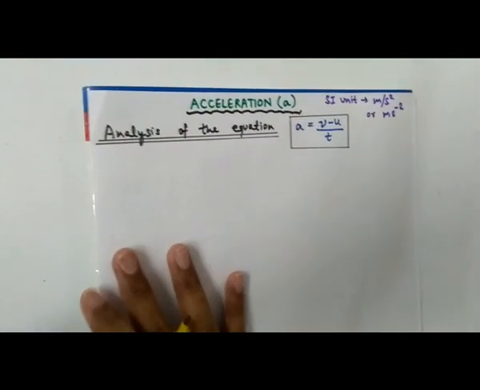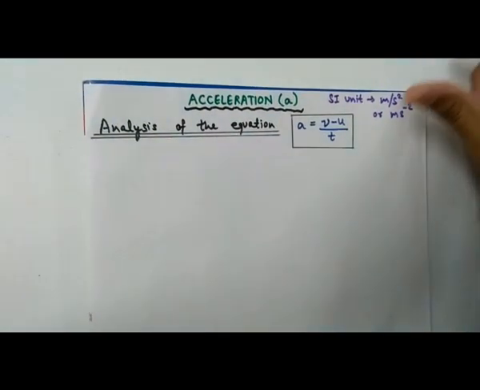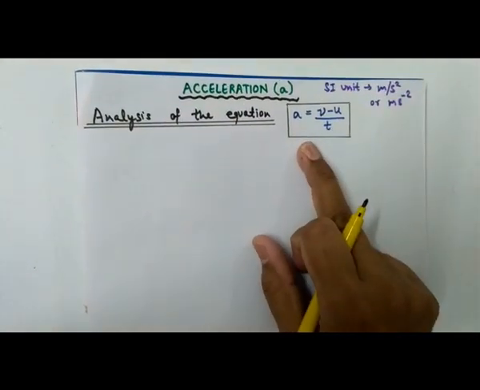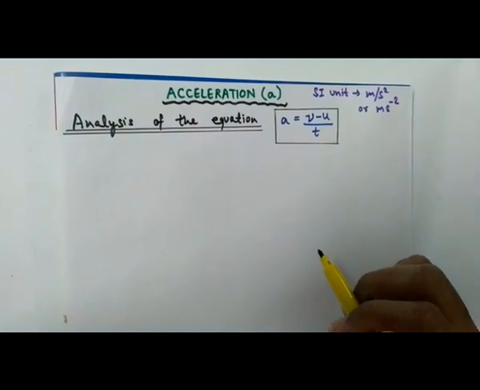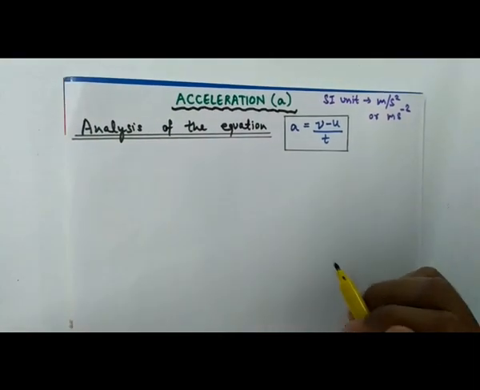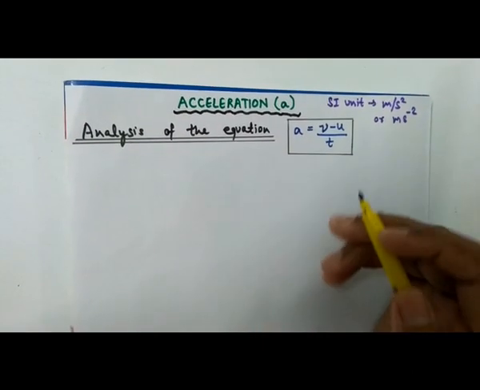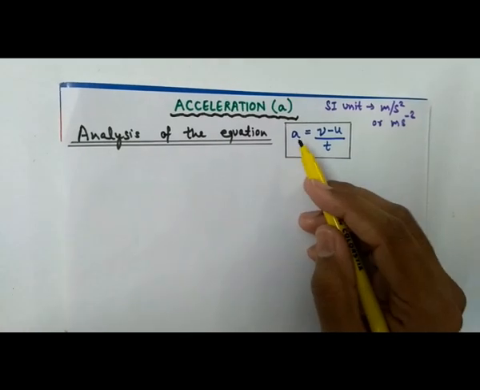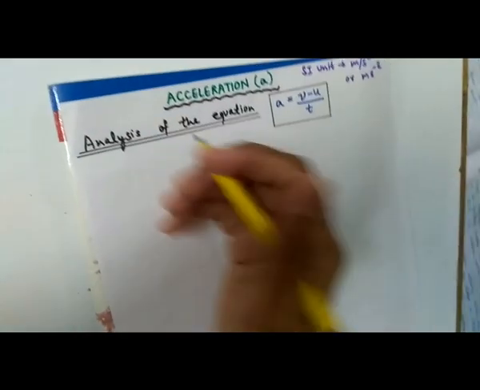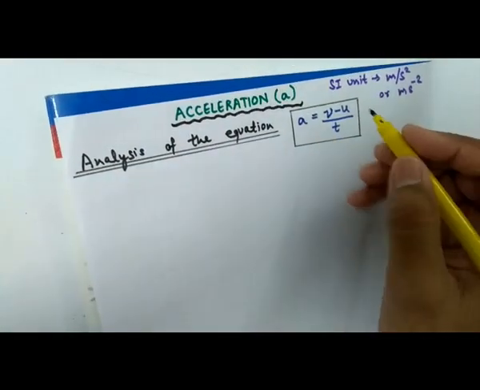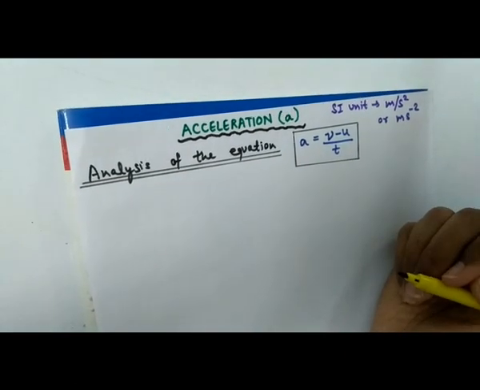Now in this class, first see the analysis of this equation. While analyzing this equation, we'll see what the possible values of acceleration can be. It can be negative, it can be positive, and it can be zero. Why can it have a negative value also? Because it is a vector quantity. Now, we know that this is the change in velocity per unit time.